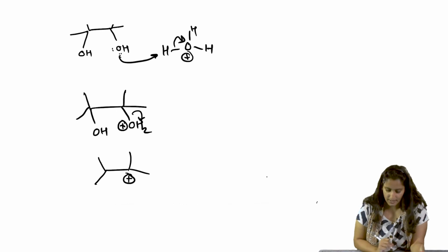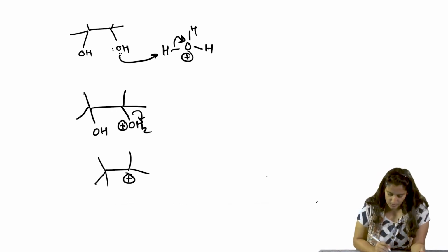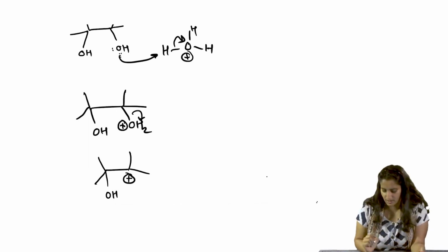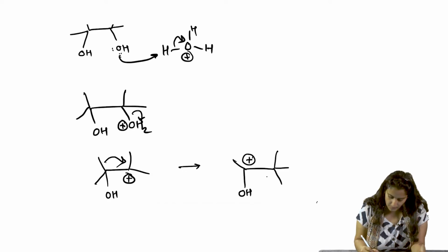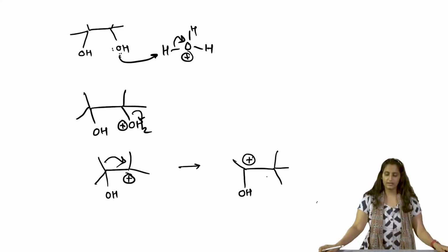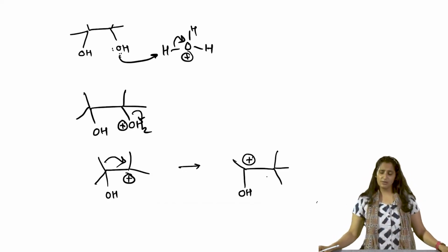you have that water leaving as a leaving group, because you are forming something very stable. It is a tertiary carbocation. Not only tertiary, it is being stabilized. You can do a methyl shift, and the methyl shift is going to form this particular carbocation. Again, why is this more stable?